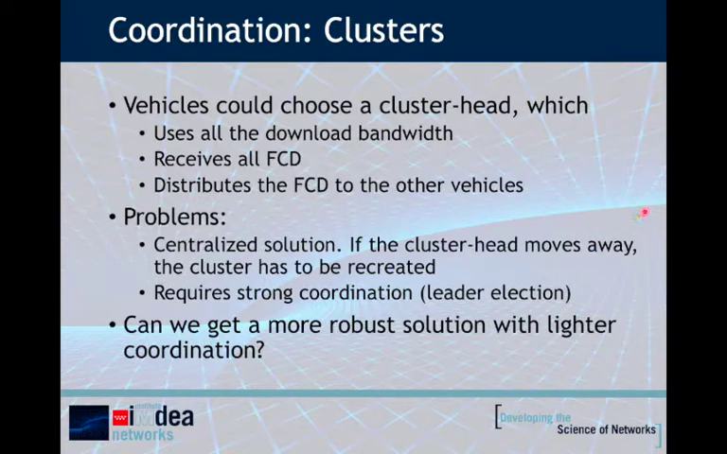That means that the cluster head is a single point of failure, and in particular we're talking about entities that move. So if the cluster head moves away from the other vehicles, then everybody in the cluster needs to realize this situation, and the cluster needs to be recreated. A new cluster head has to be elected. So this requires strong coordination, because there has to be agreement that a new cluster head has to be elected, and then a leader election process must be started. The question is, can we get a more robust solution with lighter coordination?